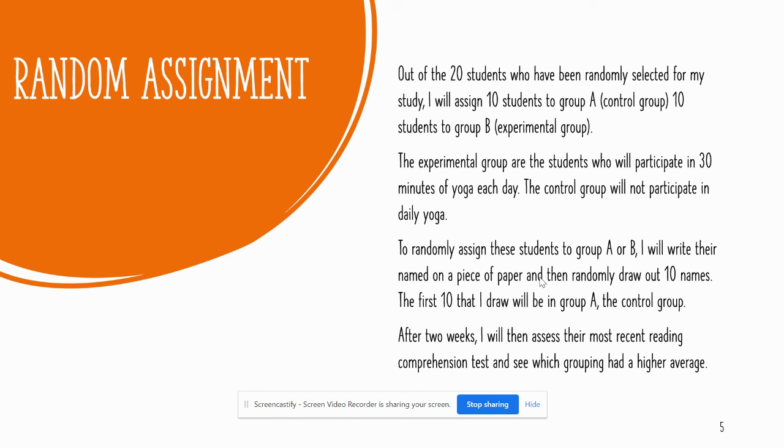To randomly assign these students to Group A or B, I will write their names on a piece of paper and then randomly draw out 10 names. The first 10 names I draw will be Group A, the control group. After 2 weeks, I will then assess the most recent reading comprehension test and see which grouping had a higher average.